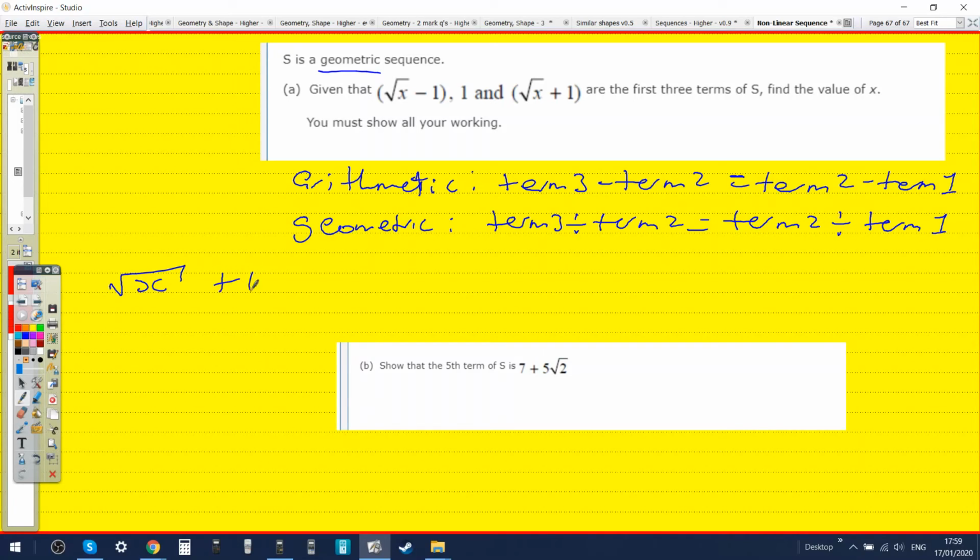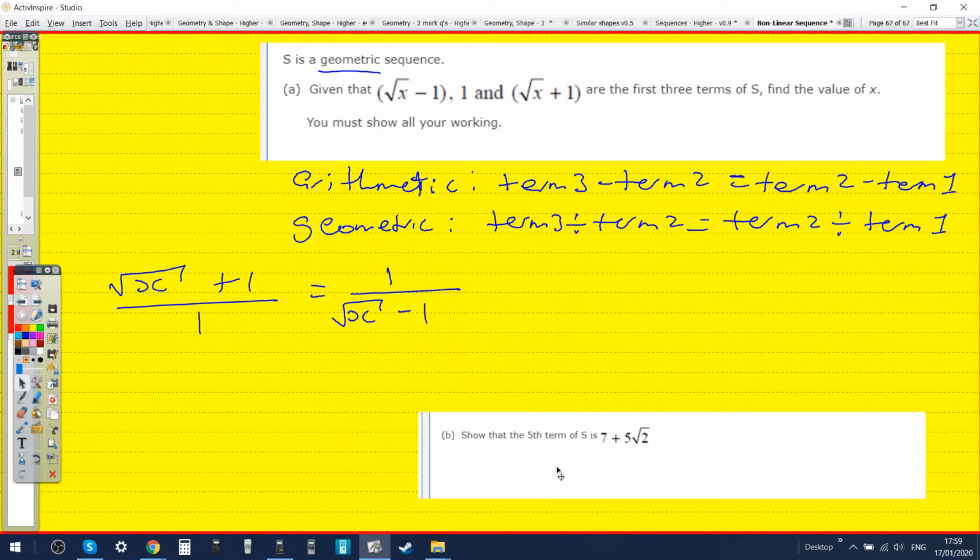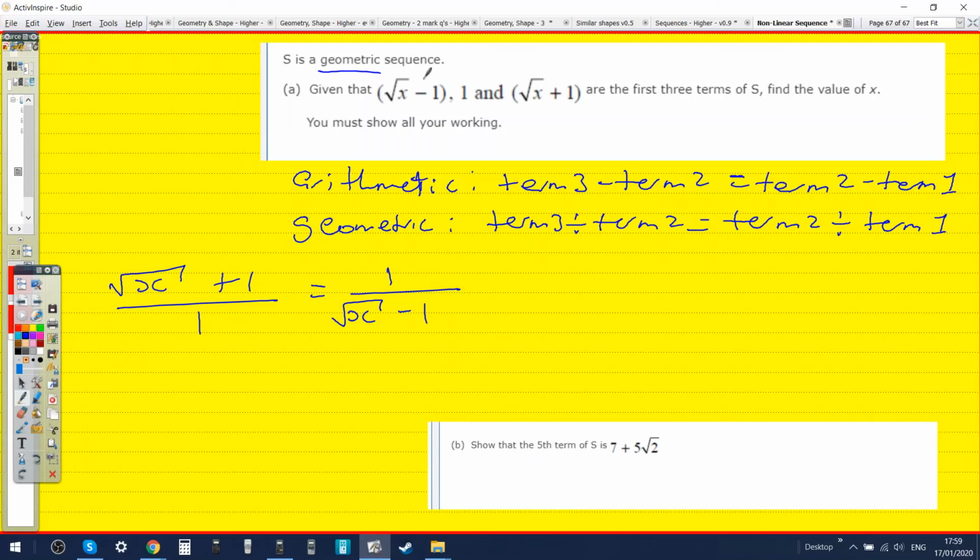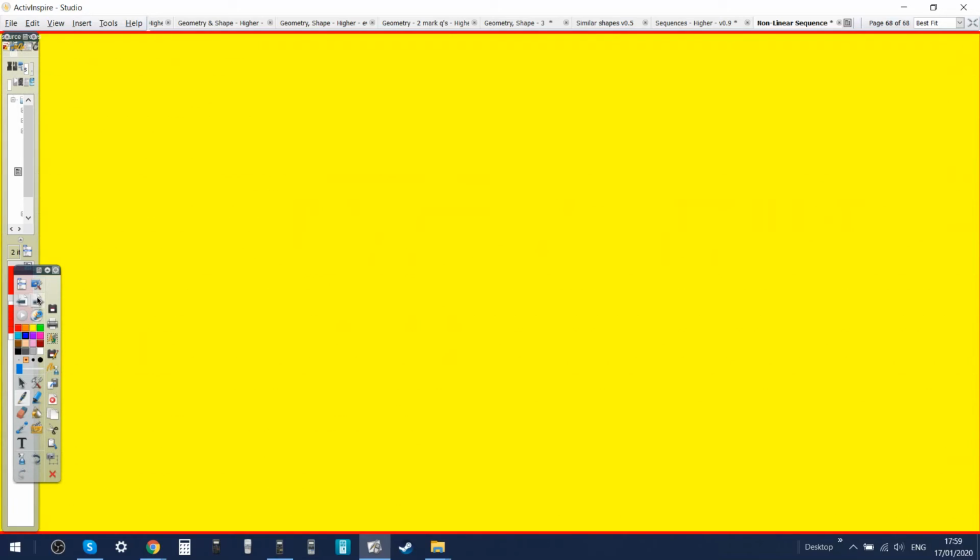Square root of x plus 1 over 1 will be equal to 1 over square root of x minus 1. And then you just solve. Will you always be told if it's a geometric or arithmetic sequence? For this, you would have to be told it's geometric, because you couldn't know otherwise. It could just be adding something.